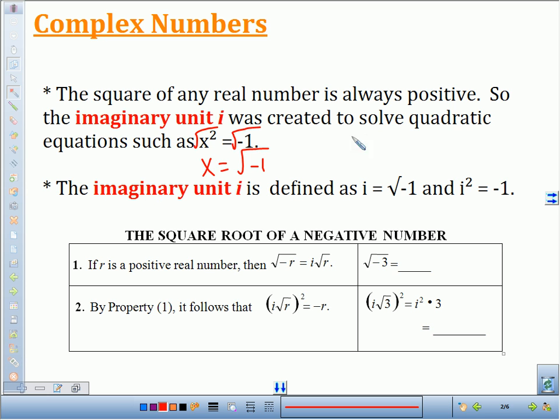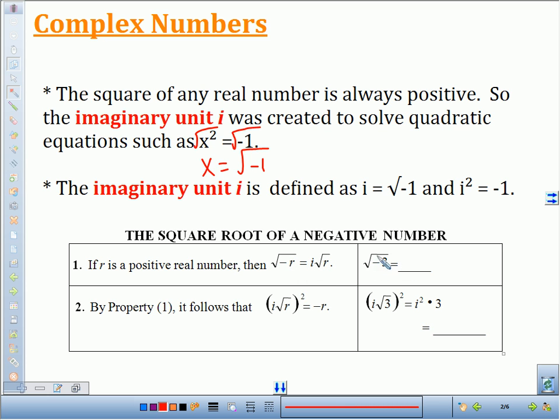Now, we know the imaginary unit i is the square root of negative 1, or i squared equals negative 1. So let's look at how this actually works. If we want to take the square root of a negative number, here's what happens. If r is a positive real number, then the square root of negative r is equal to i square root of r. So what we've done is removed the negative sign and put i in front instead.